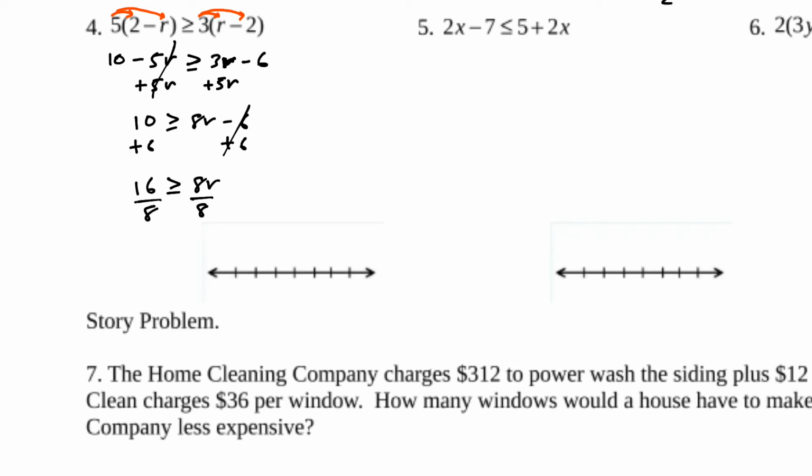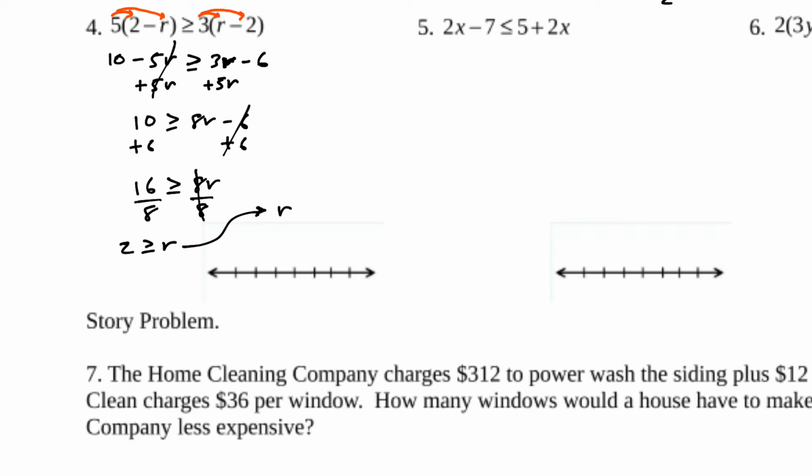And I'm going to get 2 on the left-hand side of the inequality. Bring down my inequality symbol, and the 8's will cancel. 8 divided by 8, that is a 1. So I get 1r on the right-hand side, or just r. But again, we don't like to leave these with the variable on the right-hand side. So I am going to rewrite this.